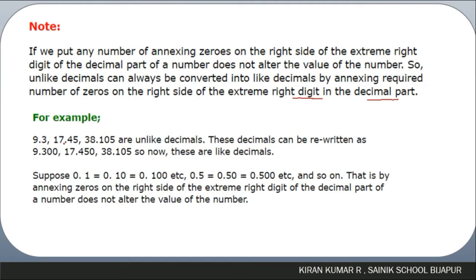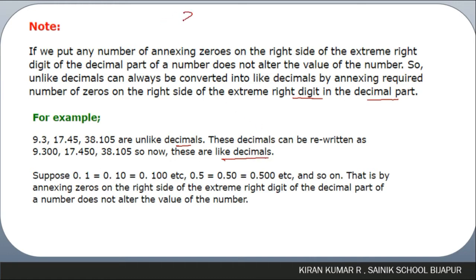9.3, 17.45, 38.105 are unlike decimals because the number of decimal places are different. They can now be written as 9.300, 17.450, 38.105. Now they have the same number of decimal places, so they are converted into like decimals.